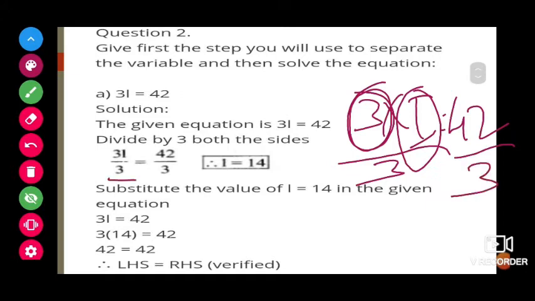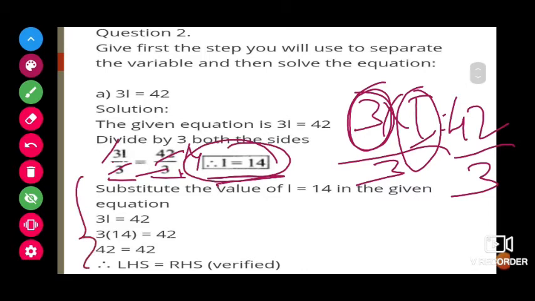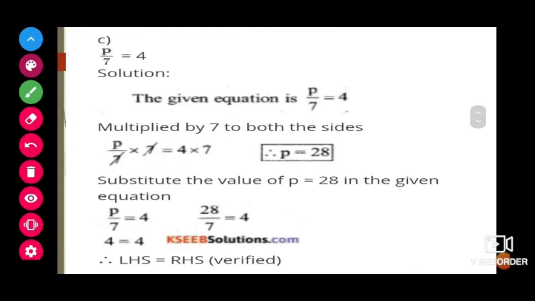So 3i by 3, 42 by 3. So here 3 will get cancelled. i. Here 3 ones are 3, 3 14s are 42. So i is equals to 14. Now verify, children, your answer. This is for your classwork purpose, children. Please try yourself also. No need to verify for all the sums also, it is only to check whether we got the correct answer or not. That's it.